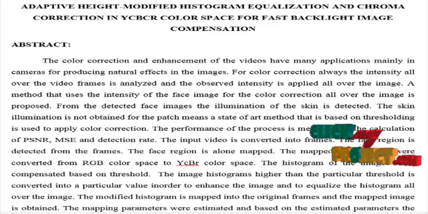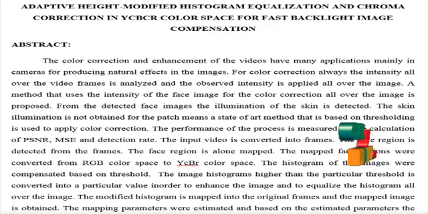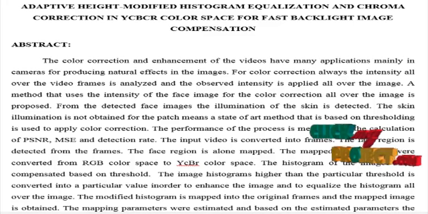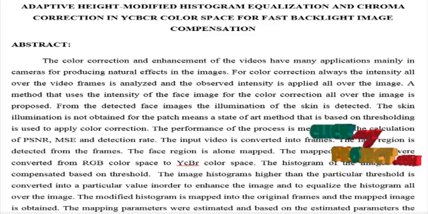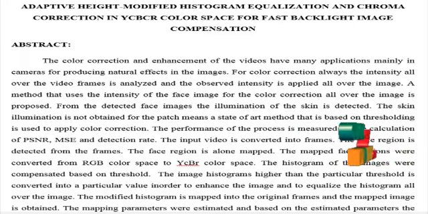The input video is converted into frames. The face region is detected from the frames. The face region alone is mapped. The mapped face regions are converted from RGB color space to YCbCr color space. The histogram of the images is compensated based on a threshold. Image histogram values higher than a particular threshold are converted into a particular value in order to enhance the image and to equalize the histogram all over the image.